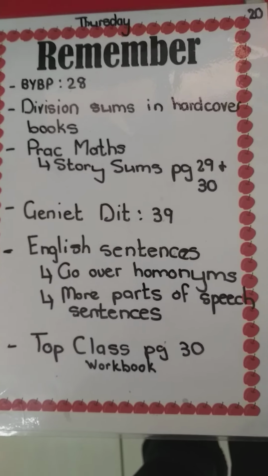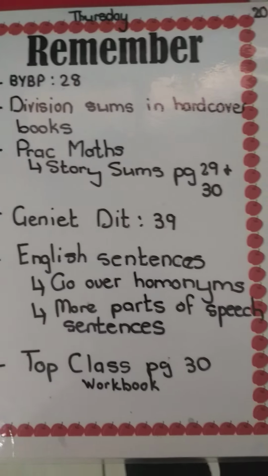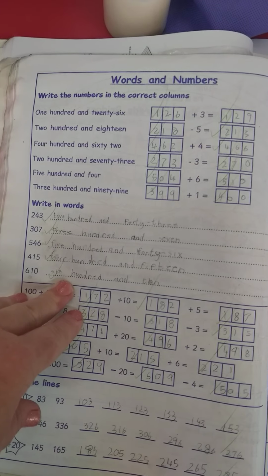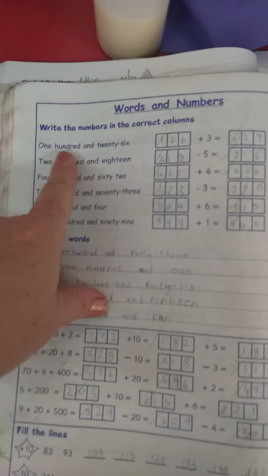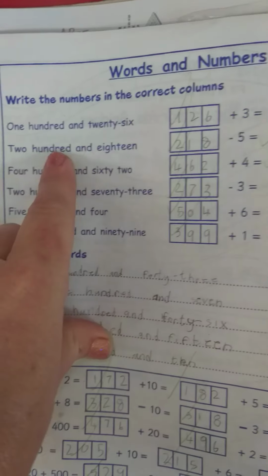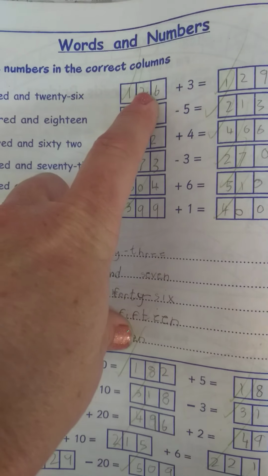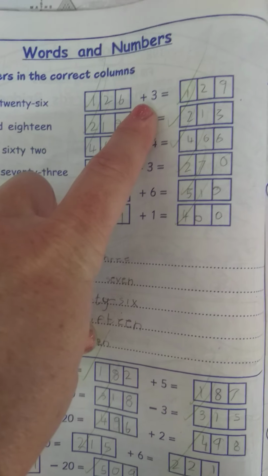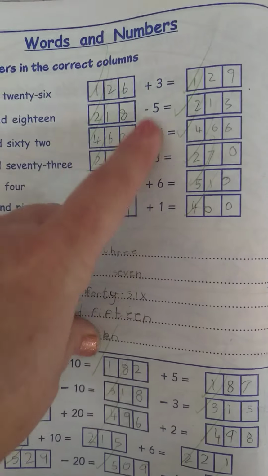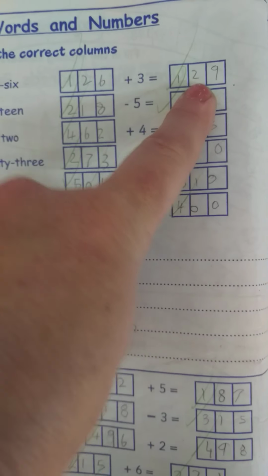All right, so we're starting off the day with Build Your Brain Power on page 28. It's a fairly easy page to do, and it doesn't require too much explanation. It says write the numbers in the correct columns. They give you a number, 126. You write that number in the columns, then you add 3. You're just going to do what it tells you, and then give an answer.